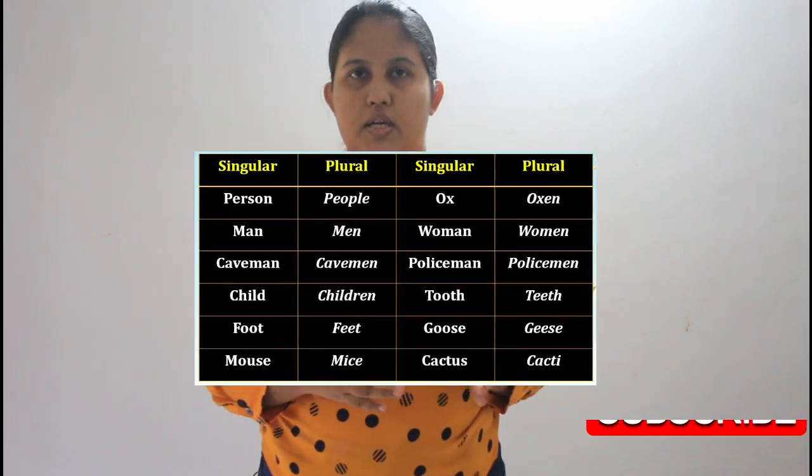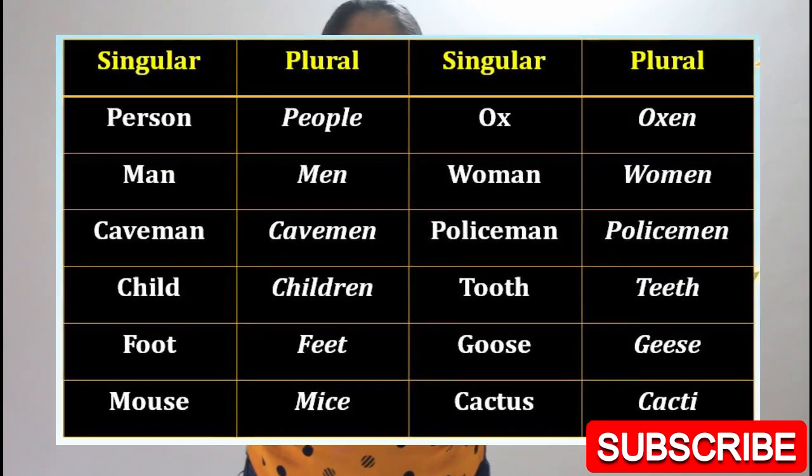Rule number 8. Change in the spelling of the singular noun. As example, child, children. Man, men. Woman, women. Mouse, mice.